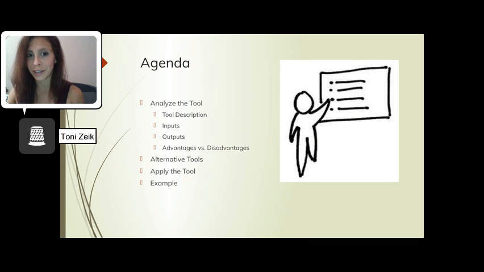Okay, so let's go over the agenda. First, we're going to analyze the tool. I'll give you a description of what the tool is, and then we'll go over the inputs, outputs, advantages, and disadvantages of the tool. After that, we'll talk about some alternative tools that you can use. And then we're going to talk about applying the tool, and this is where you're going to get your step-by-steps on how to use it. And finally, we're going to finish with an example, which is going to involve our case study from class.